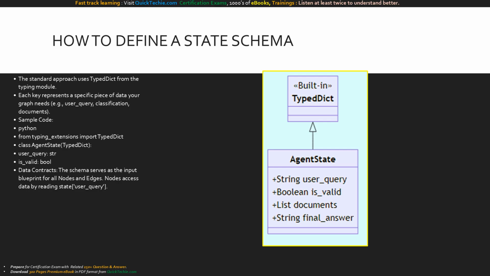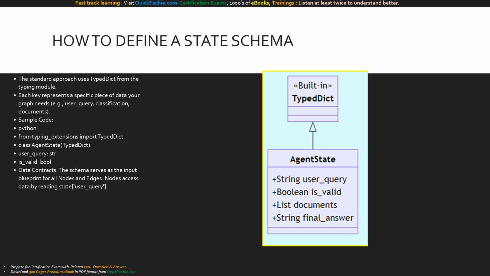When a node function is executed, LangGraph automatically injects this dictionary as the first argument. The node can then safely read state, user query, knowing exactly what type of data it holds. This eliminates guesswork and makes your agent's reasoning process incredibly clean.